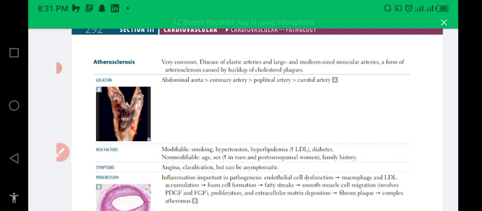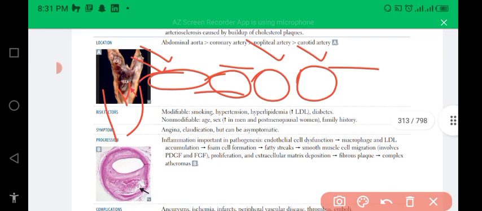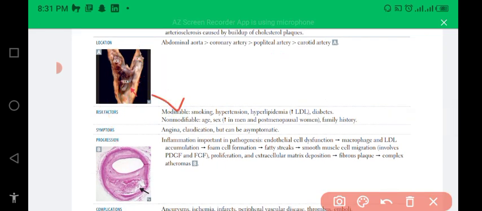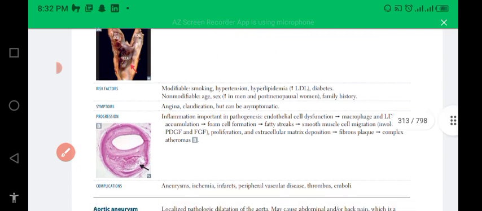So risk factors for atherosclerosis development include modifiable risk factors like smoking, hypertension, hyperlipidemia. These can be modified, these can be changed, while non-modifiable risk factors include age, sex, and family history. It is more common in men and in post-menopausal women, and atherosclerosis is more commonly present with a family history.